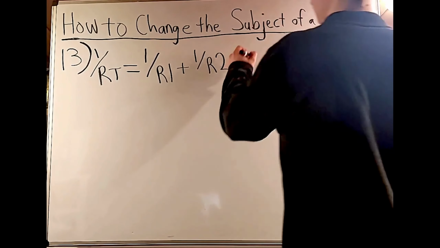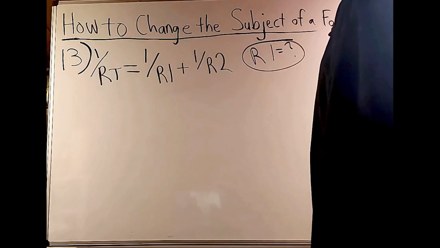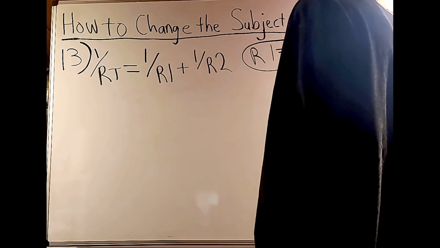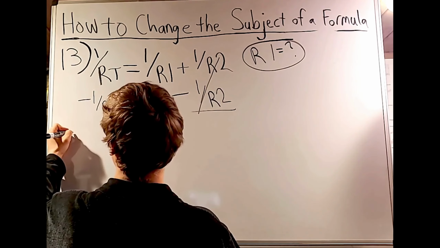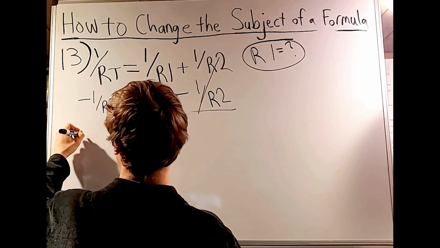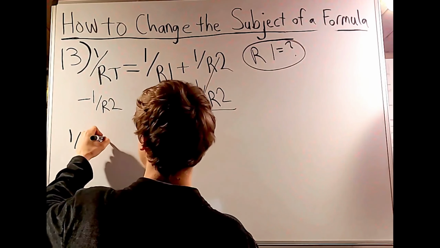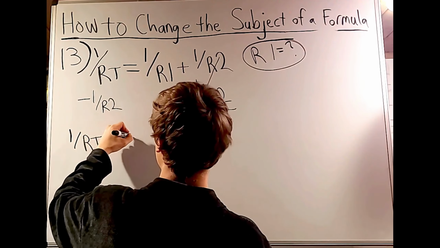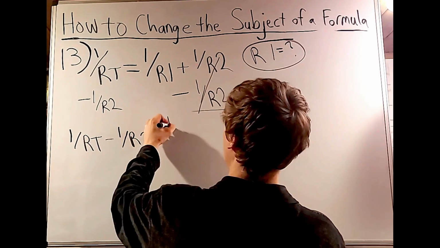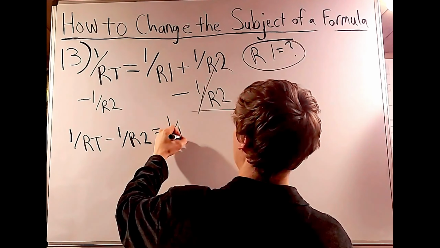So let's say we wanted to find R1. What would be the first step? If you think subtracting 1 over R2, then you're correct. Now we're simply going to have 1 over RT minus 1 over R2. That's going to equal 1 over R1.